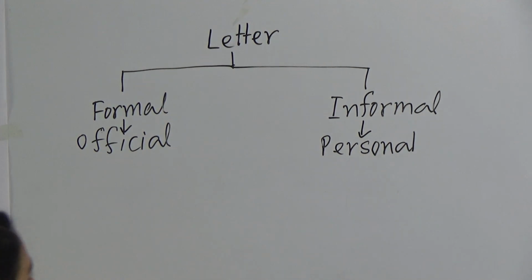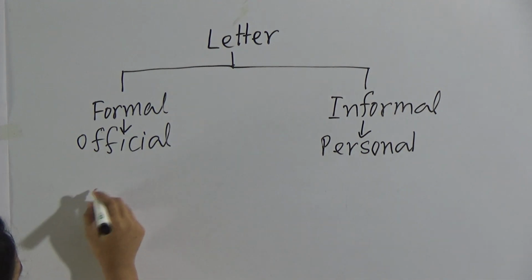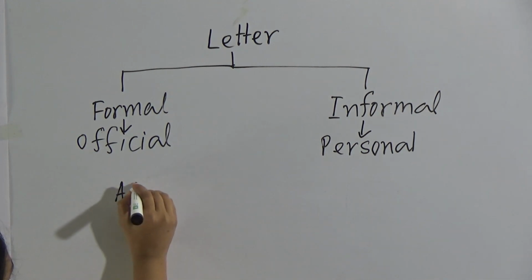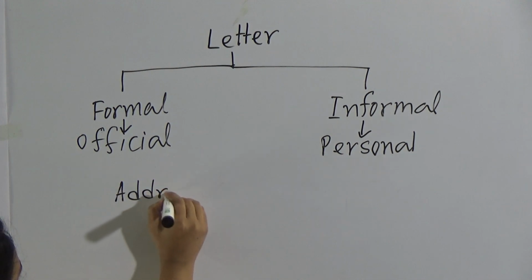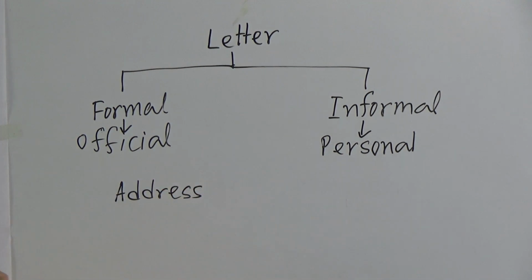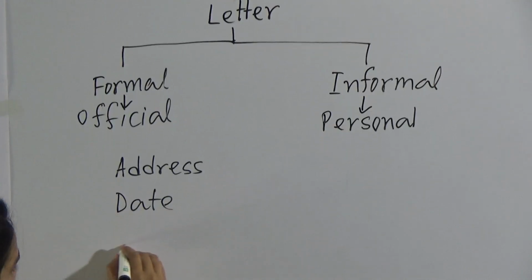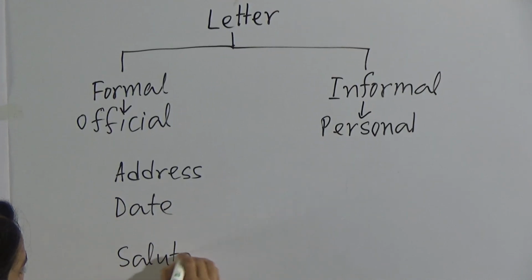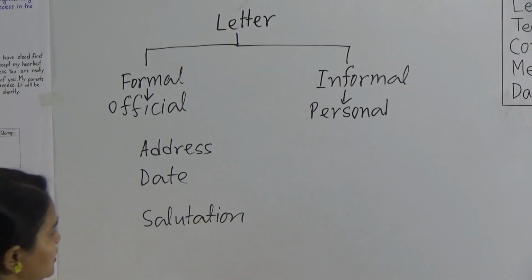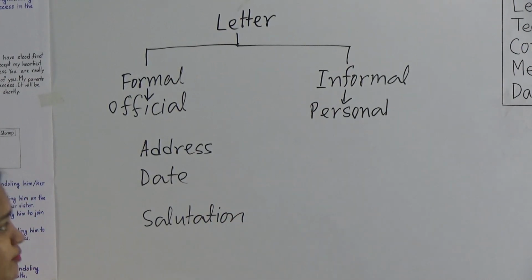At first we will write the heading. That means there will be an address at first. So where do you live? Suppose you live in Bonosree, so you will write your address at first. Then you will write the date, and then there will be greetings or salutation. Salutation like dear sir or madam, or dear friend, or dear father or mother, like this.